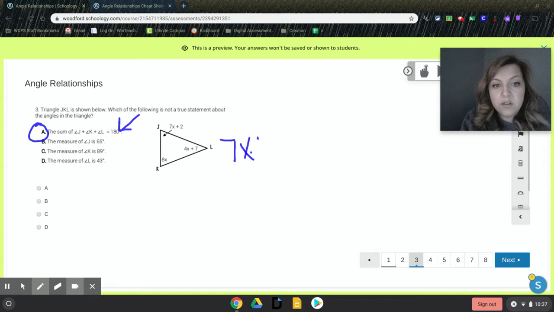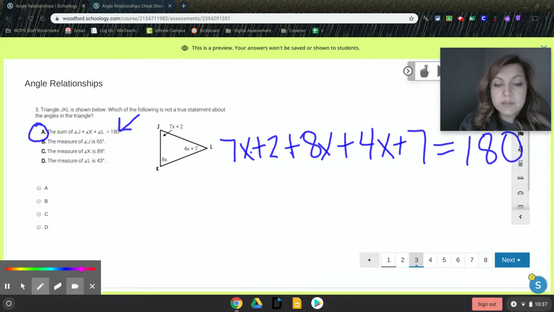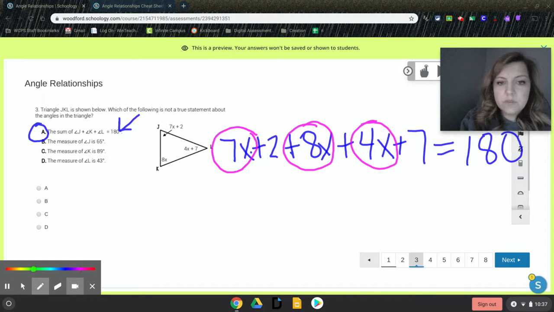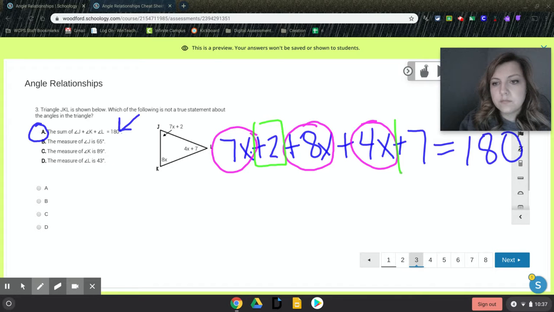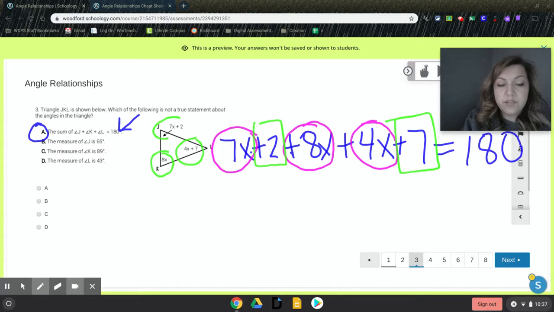So you need to take all the interior angles, add them together, and set them equal to 180 in order to solve for x. The first step in this one is going to be to combine like terms. So combine all of your variables, and then you're going to need to move constants and then isolate your variable. Solve for x. Then you'll substitute the value of x in here to figure out the measure of each angle so you can know which one of these statements is false.